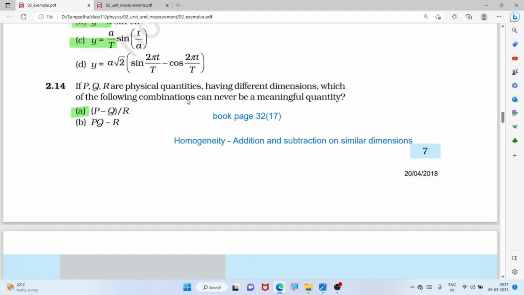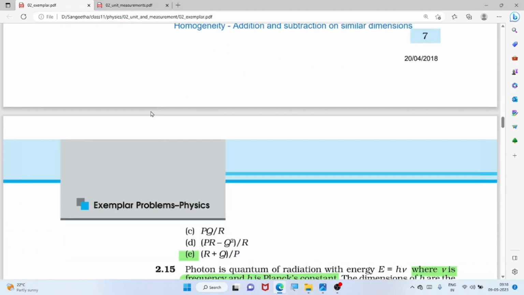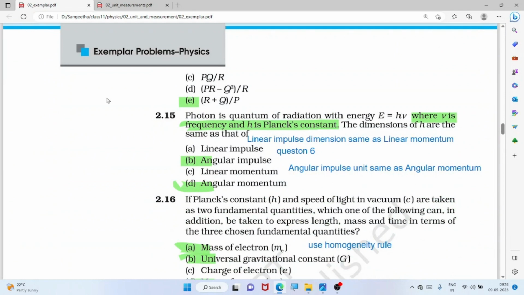P and Q are physical quantities having different dimensions. Which of the following combinations cannot be meaningful? Because when you subtract, they should have the same quantity. So here they have different quantities, meaning this cannot be done. This kind of homogeneity, addition and subtraction are for the same quantities only. Okay, this also can't be done.